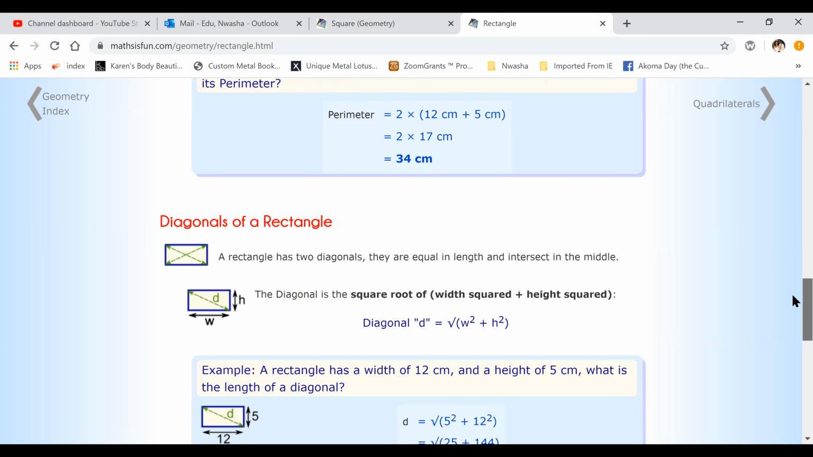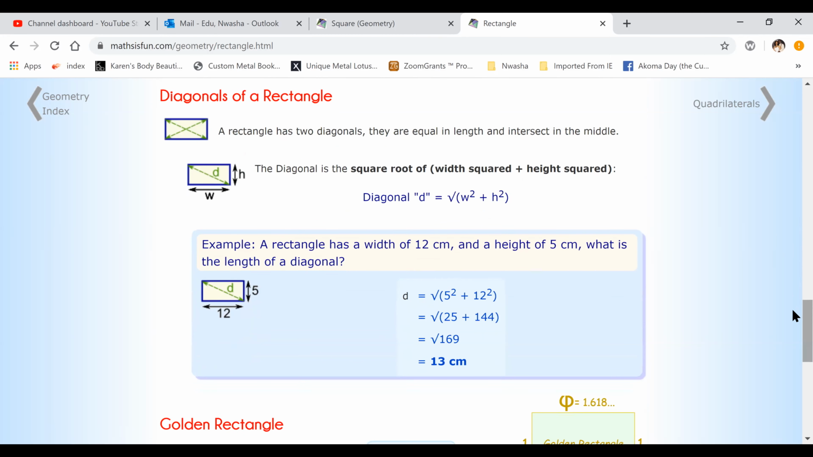So coming down a little bit more, this is the diagonal of the rectangle. So here it's saying a rectangle has 2 diagonals. They are equal in length and intersect in the middle. So this is the diagonal. And this could be like if you're measuring across your TV or across your laptop, it's going to be the diagonal from one corner on the left coming down to one corner on the right, or one corner on the left going up to one corner on the right. So that's the diagonal. In order to find out what the diagonal is, here is the formula.